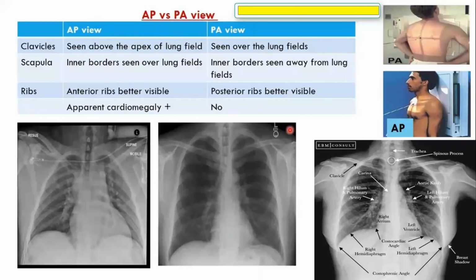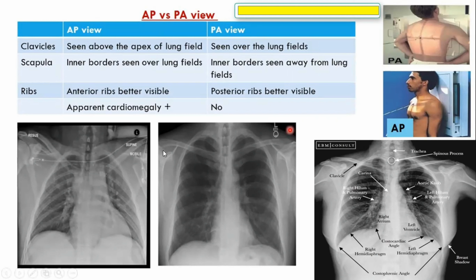So what is the difference between AP view and PA view? In AP view, the clavicle is seen above the apex of the lung field and the scapula inner borders are seen over the lung fields. Anterior ribs are better visible and apparent cardiomegaly will be there.